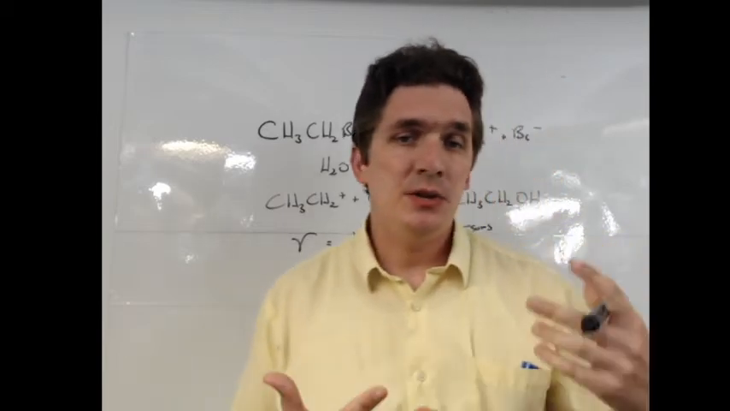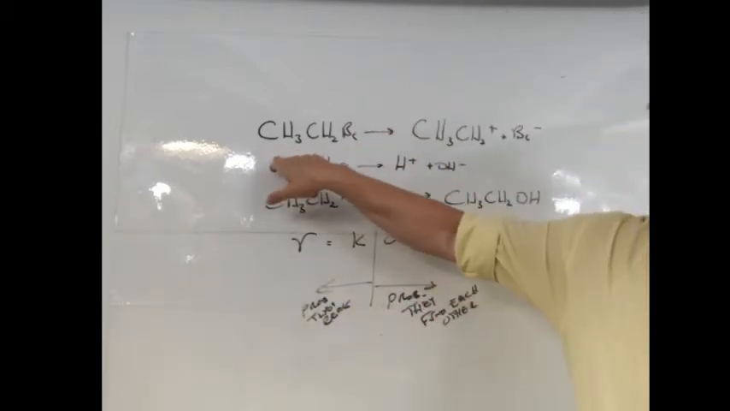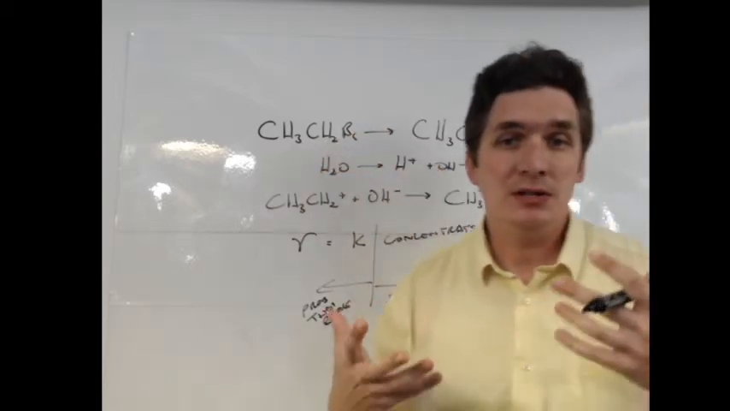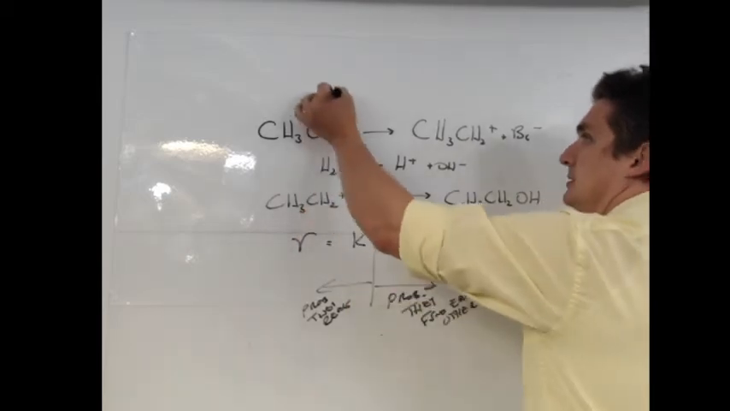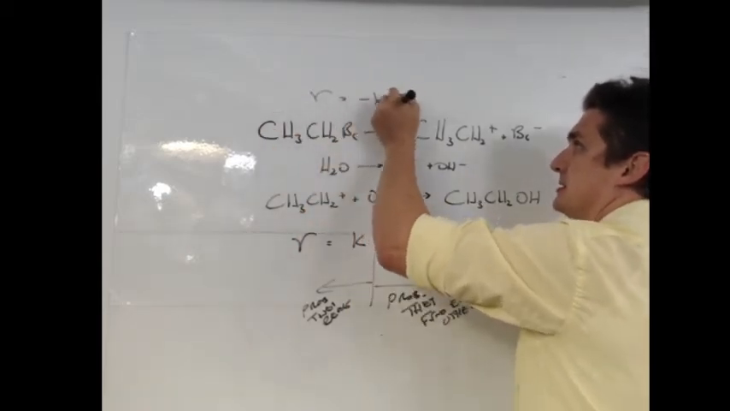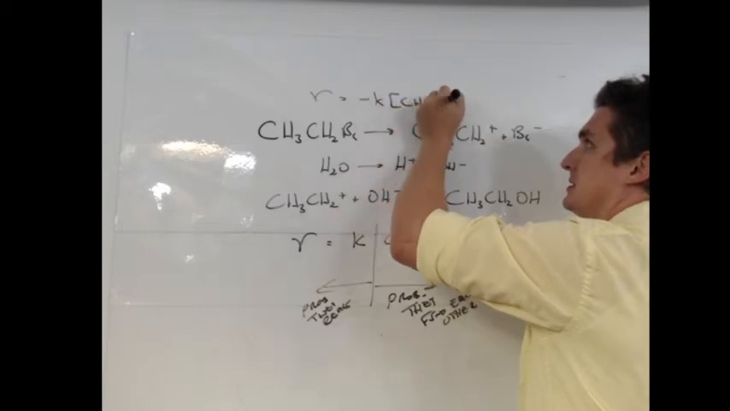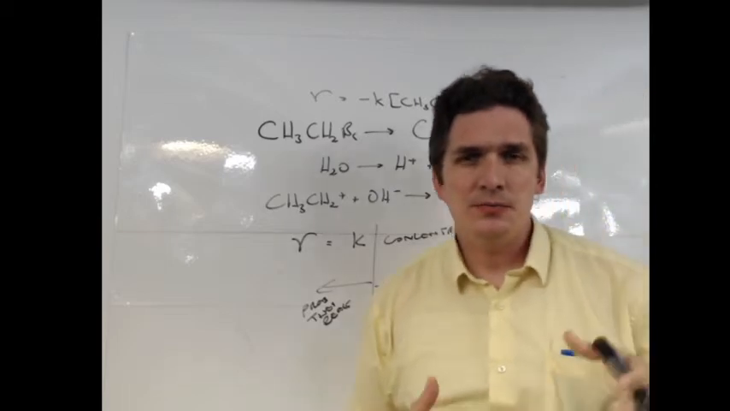So I asked you in the problem statement for the discussion board, what is the rate that the CH3CH2Br is being consumed in the reaction? And the correct answer is that the rate of CH3CH2Br is minus K times the concentration of CH3CH2Br. So a few things here.